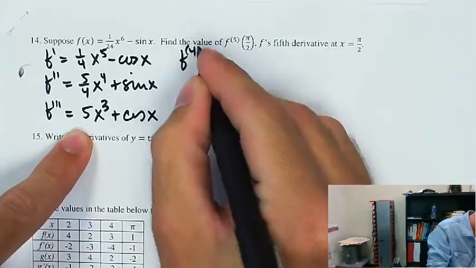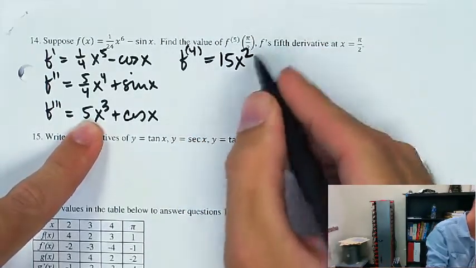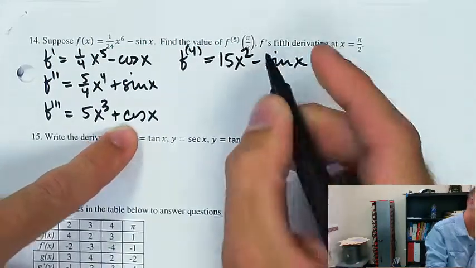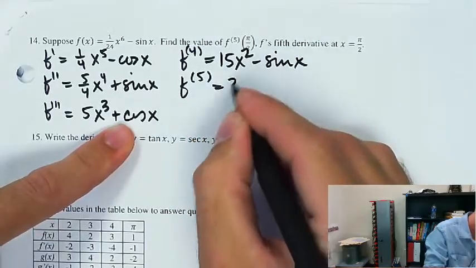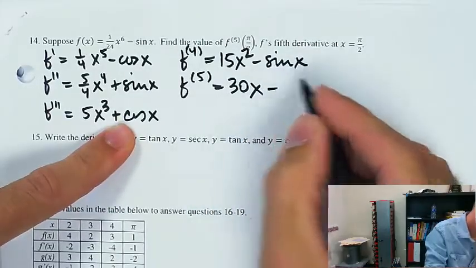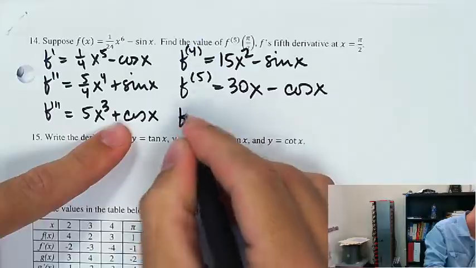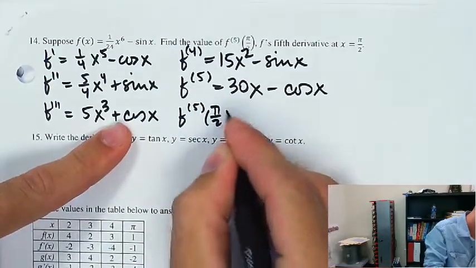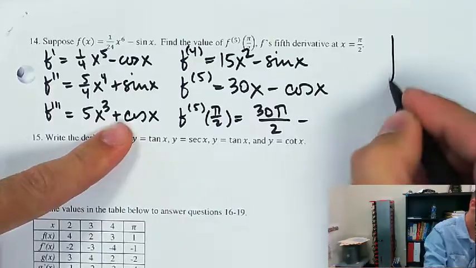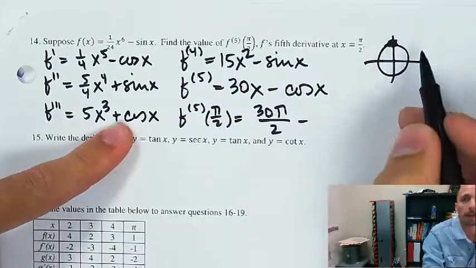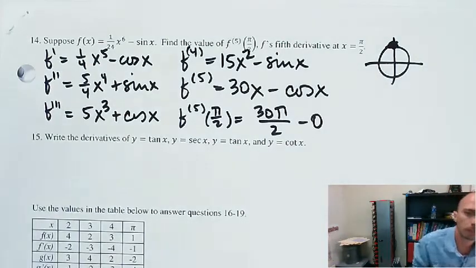Okay. F's fourth derivative is going to be 15x squared minus sine x, since the derivative of positive cosine is negative sine. Then finally, the fifth derivative is going to be 30x minus cosine x. All right, and at pi over 2, that's going to be 30 pi divided by 2 minus the cosine of pi over 2. Pi over 2 is right there. The cosine there is the x-coordinate, which is 0. And that's going to be f's fifth derivative at the point where x equals pi over 2.